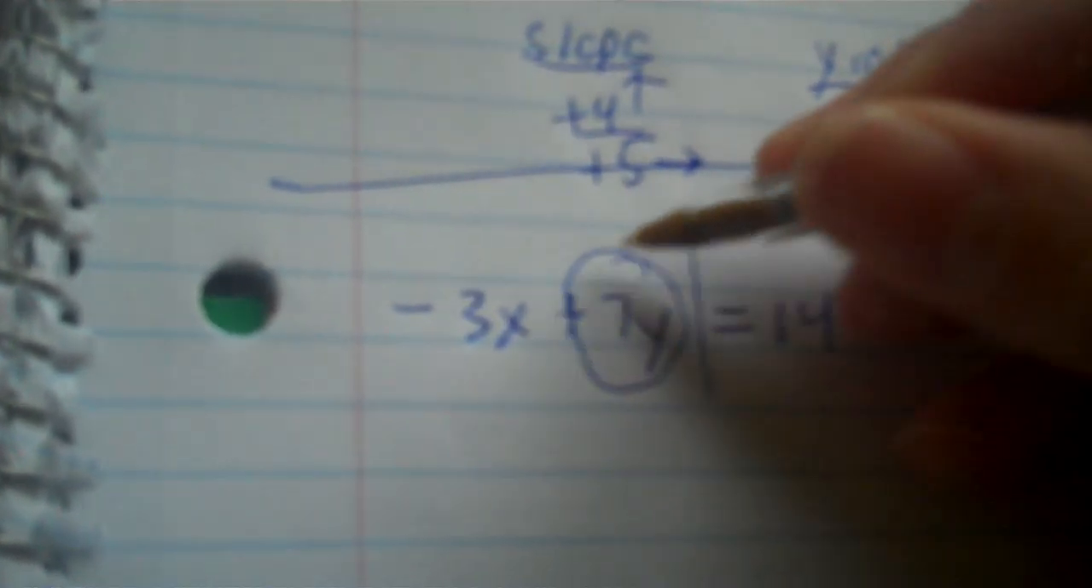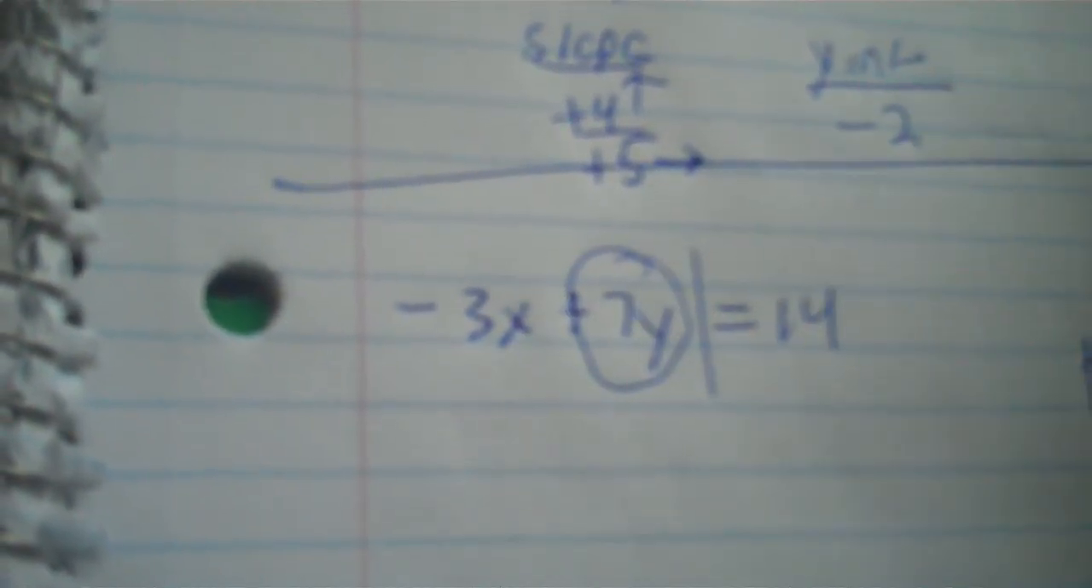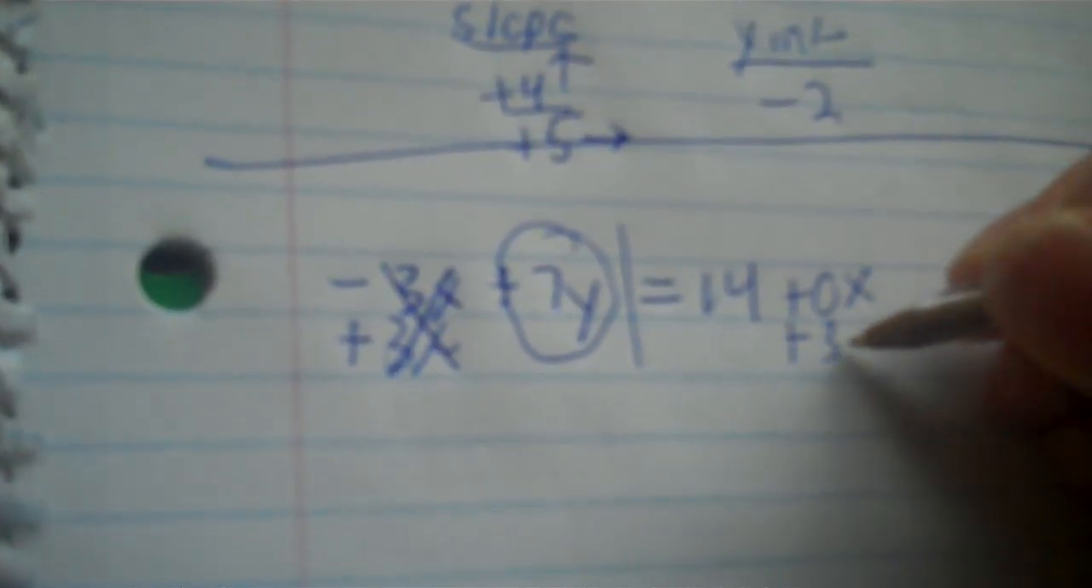Okay, next problem. -3x plus 7y equals 14. Okay, so you need to make the wall. First off, circle the y along with the number in front. You have to add or subtract the -3x. Well, if it's negative, it's like a minus, so you'd want to add 3x. Then put a plus 0x, you're always going to do that, and then add 3x there.